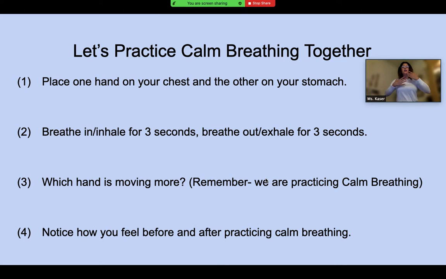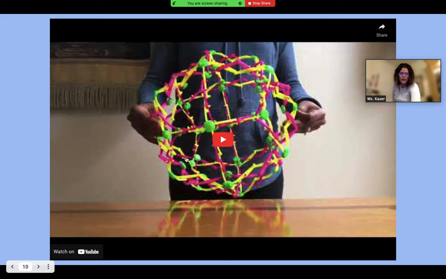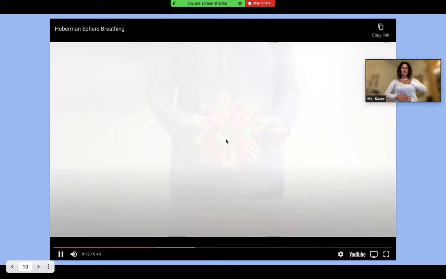We're gonna breathe in or inhale for 3 seconds, and then breathe out or exhale for another 3 seconds, okay? So which hand is gonna move more? The one on your chest or the one on your stomach? Remember, we're doing calm breathing, okay? And in order to visualize this, we're gonna do it to the expansion and the reduction of the sphere, okay? So I'll do it with you, okay? But let's practice. Hand on chest, hand here. Okay, ready?